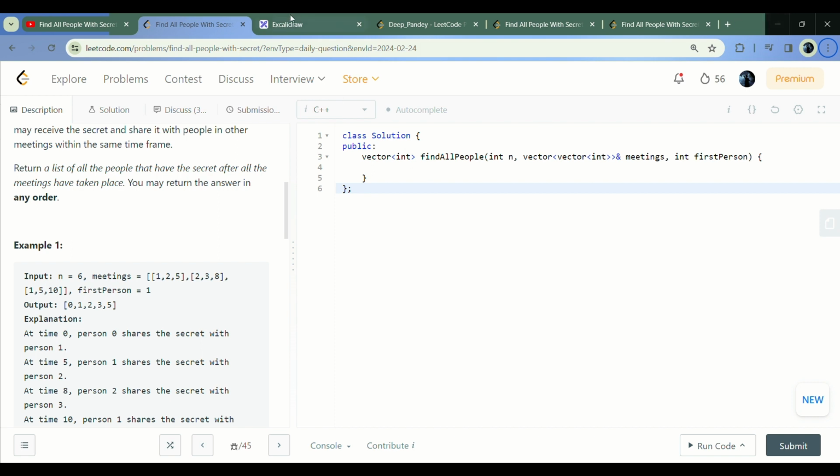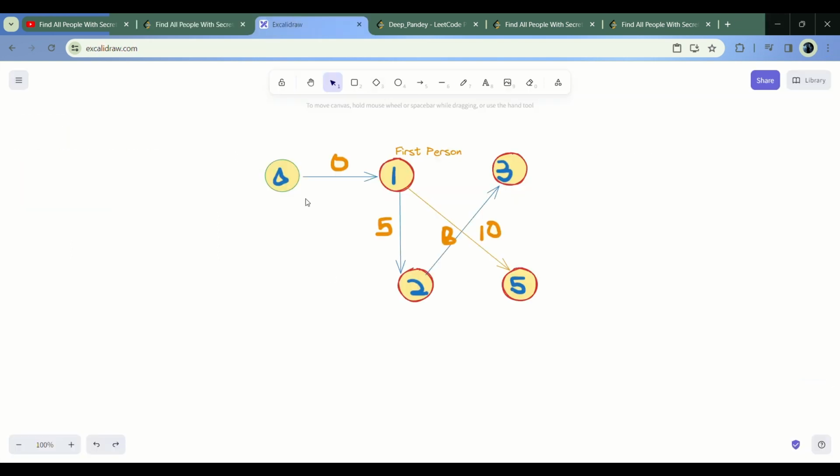So here I have drawn a graph where 0 is connected to 1, and it is already given in the question that it is bidirectional, which means that if 1 has a secret and is having a meeting with 2, then he will share the secret with 2, and if 2 knows the secret then he will share the secret. So I have not made the arrows bidirectional, but they are bidirectional.